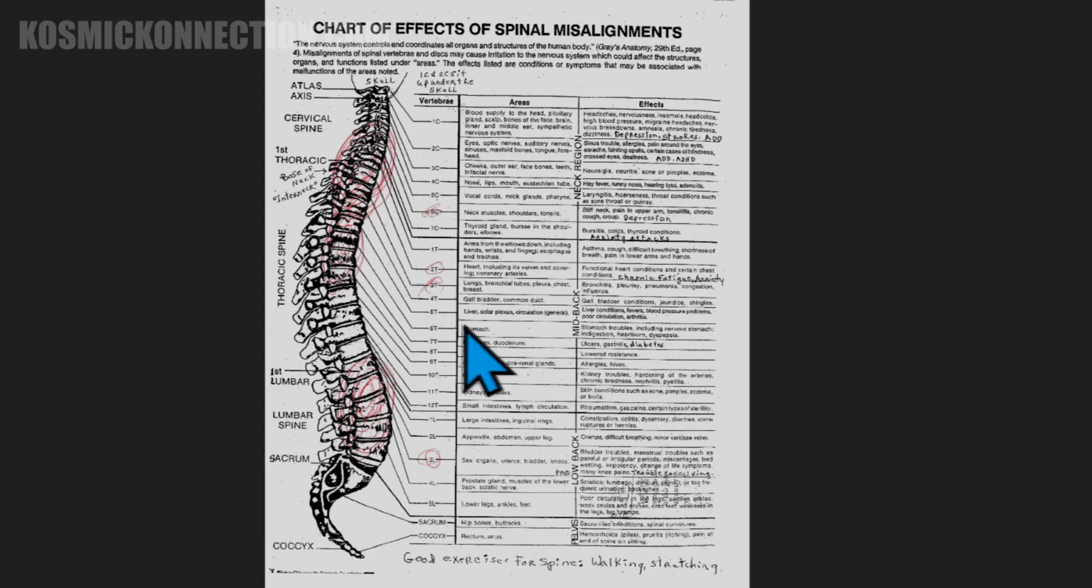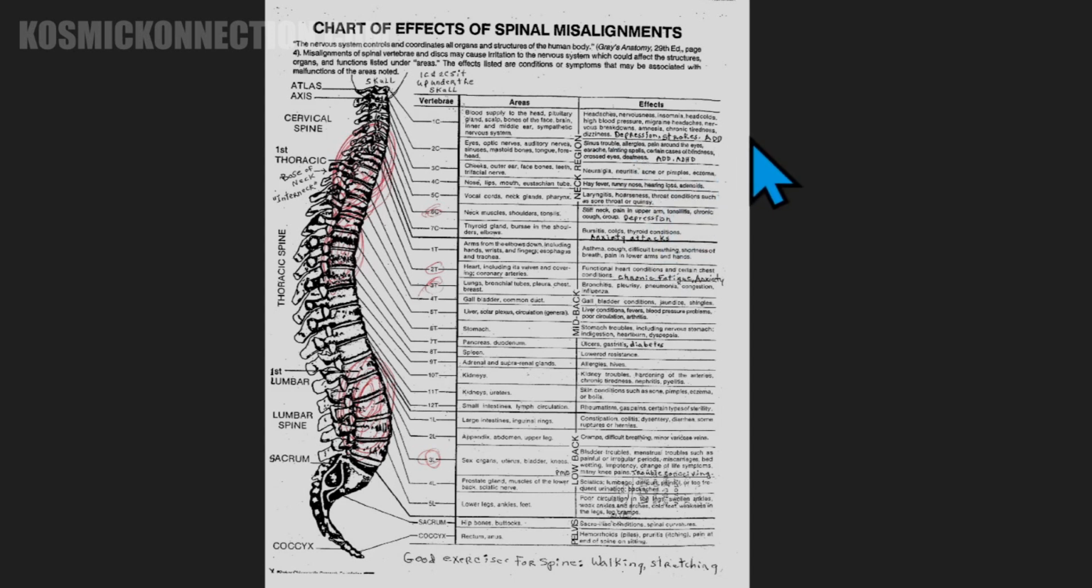And then the last column is the... I forgot the name of that last column. It's the effects. The effects that you get when that's out of place, like depression, anxiety attack, eczema.